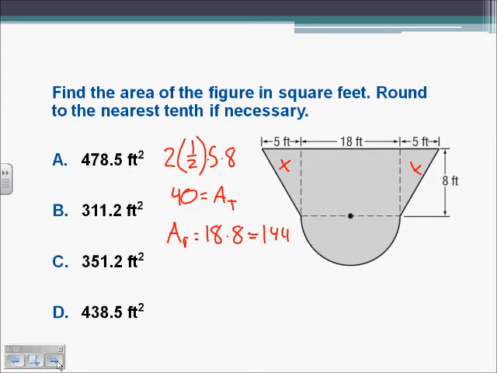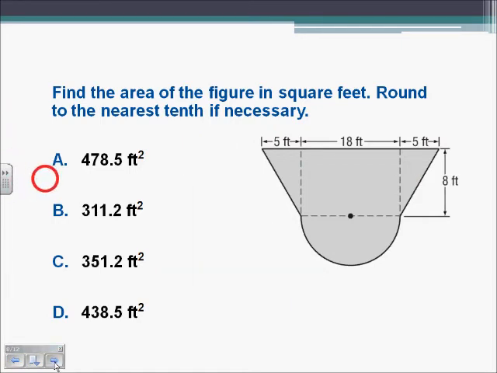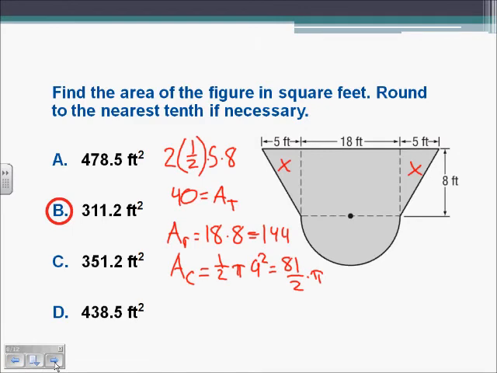And then we have the area of the semicircle, which is going to equal 1/2 pi r squared. So 1/2 pi times 9 squared, which is going to end up equaling 81/2 times pi. We add all of those together, and we're going to get approximately 311.2 square feet.